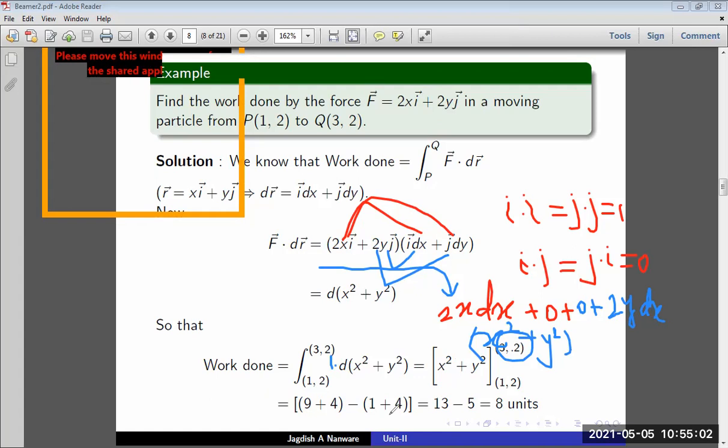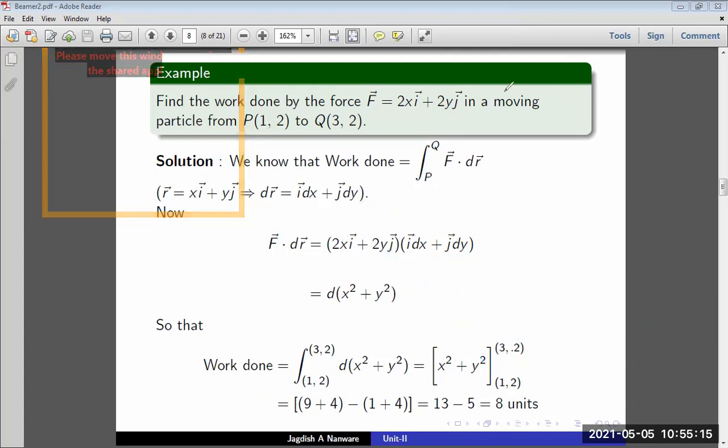So this is the work done by the given force in moving a particle from one point to another. So in this way, you can have many more examples of this kind. Okay. Next example.